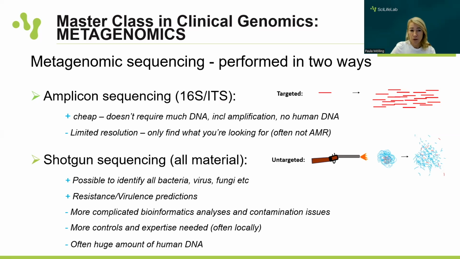And then the second approach, untargeted, is also called shotgun sequencing. Here we sequence all material, and that is really good because we are able to identify all bacteria, viruses, fungi, everything that is in the sample. And if we are lucky, if there is a huge amount of the pathogen, we may also be able to predict some resistance and virulence, and maybe some further typing of the pathogen.